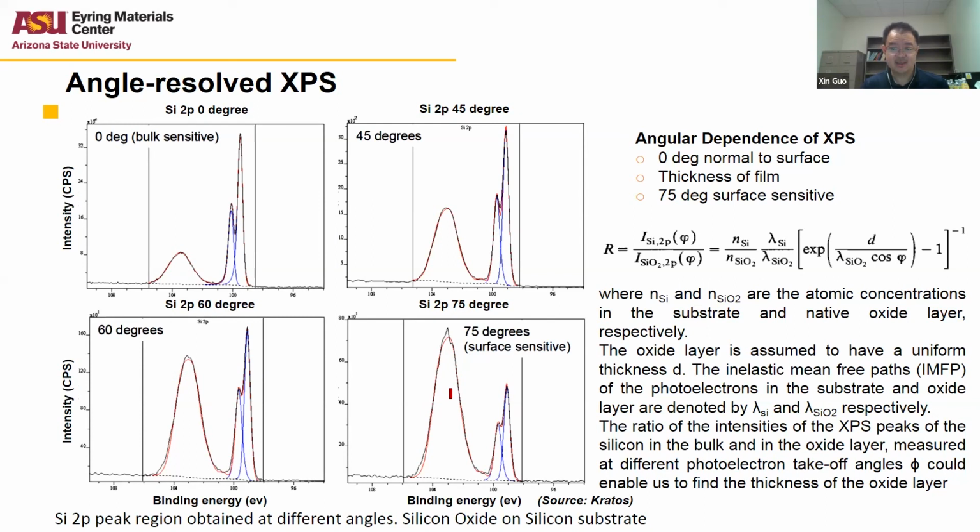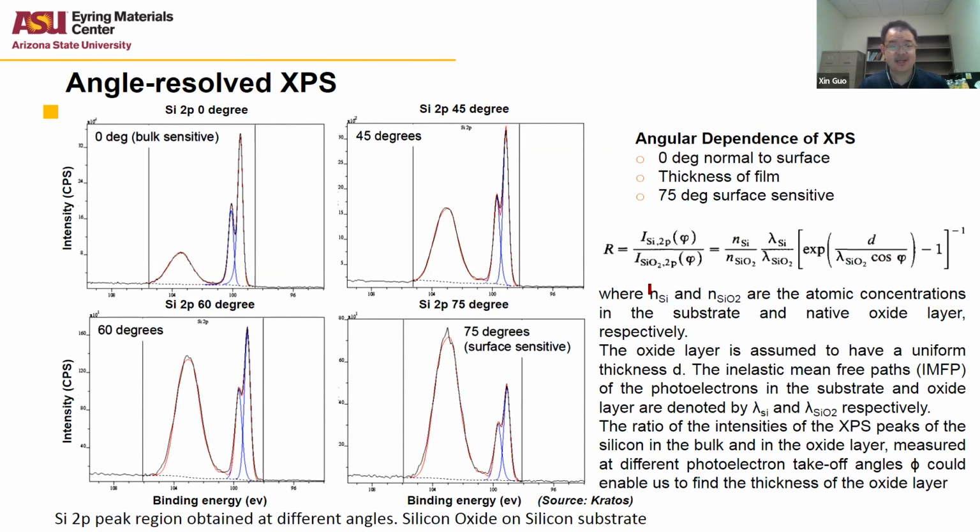And we can also calculate the thickness of overlayer film by using this equation that describes the ratio between the intensity of silicon 2P from the substrate and silicon 2P from the oxide is related to the ratio of atomic concentration times the ratio of the inelastic mean free path and times the depth emission function that includes the thickness of overlayer, the mean free path of silicon in the silicon oxide, and the tilt angle function. So if we measure the XPS in angle resolved spectrum at different takeoff angles, we can use this equation to find out the thickness reversely.